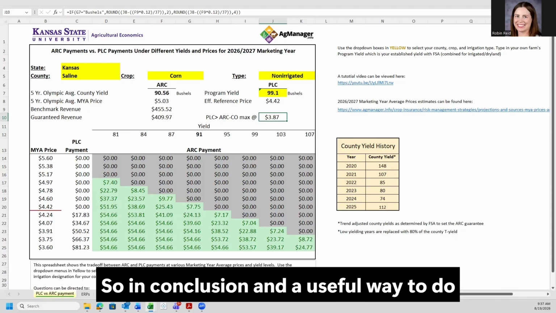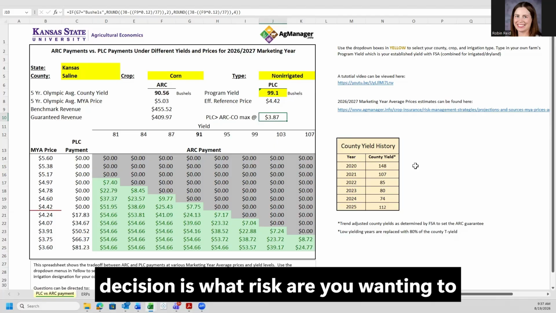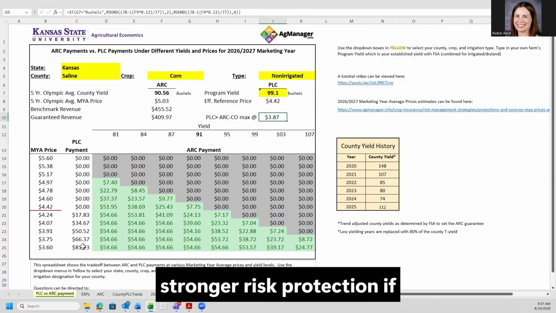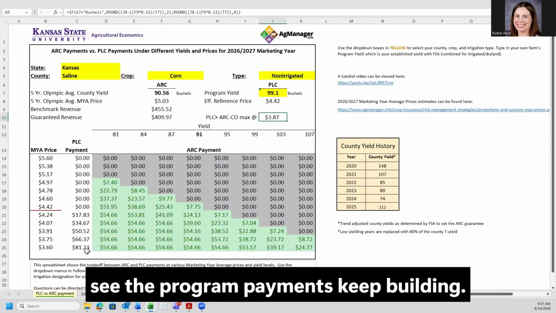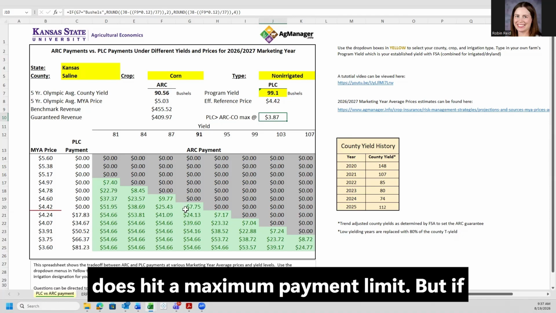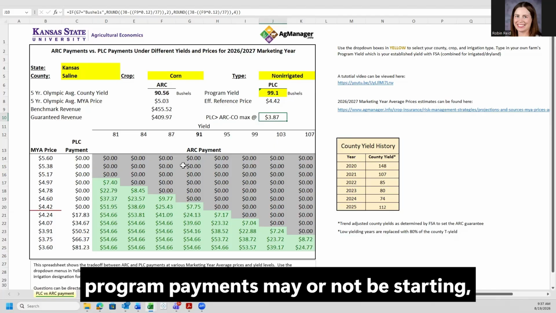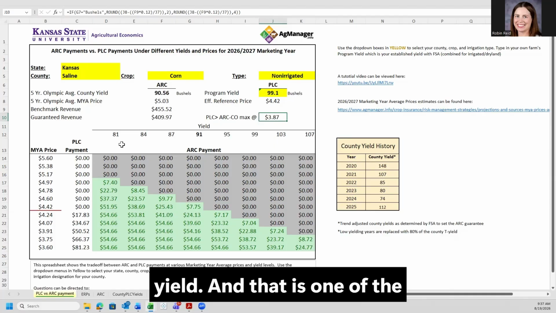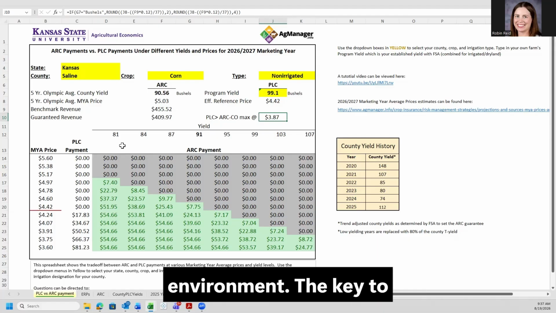So in conclusion, a useful way to do this analysis and think about this decision is what risk are you wanting to protect? Price Loss Coverage gives that stronger risk protection if prices drop very low. You can see the program payments keep building. ARC County, on the other hand, does hit a maximum payment limit, but if we were at the threshold of when program payments may or may not be starting, we could see some substantial payments if the county has a lower than average yield. That is one of the advantages of ARC County in this price environment.